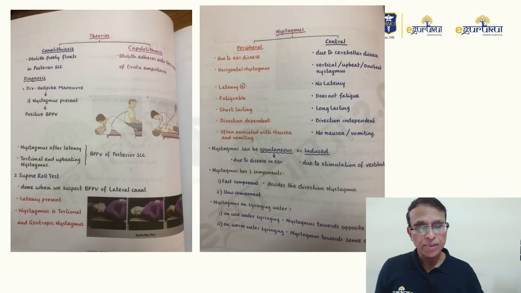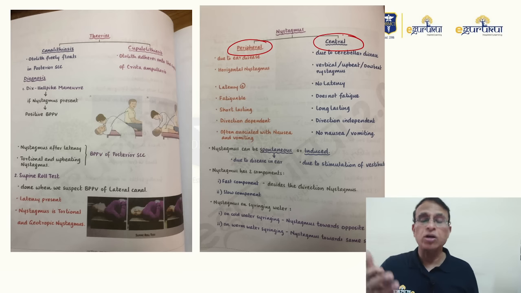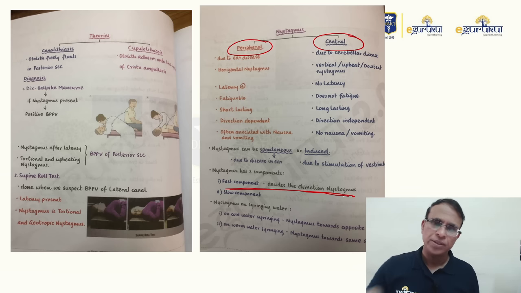Okay. And this is the image from the PDF file of eGurukul, where we have discussed all these things. You can see peripheral nystagmus versus central nystagmus, and COWS and all is given everywhere in this app also. So very easy. The fast component decides the direction of the nystagmus. Everything is given in that PDF file.